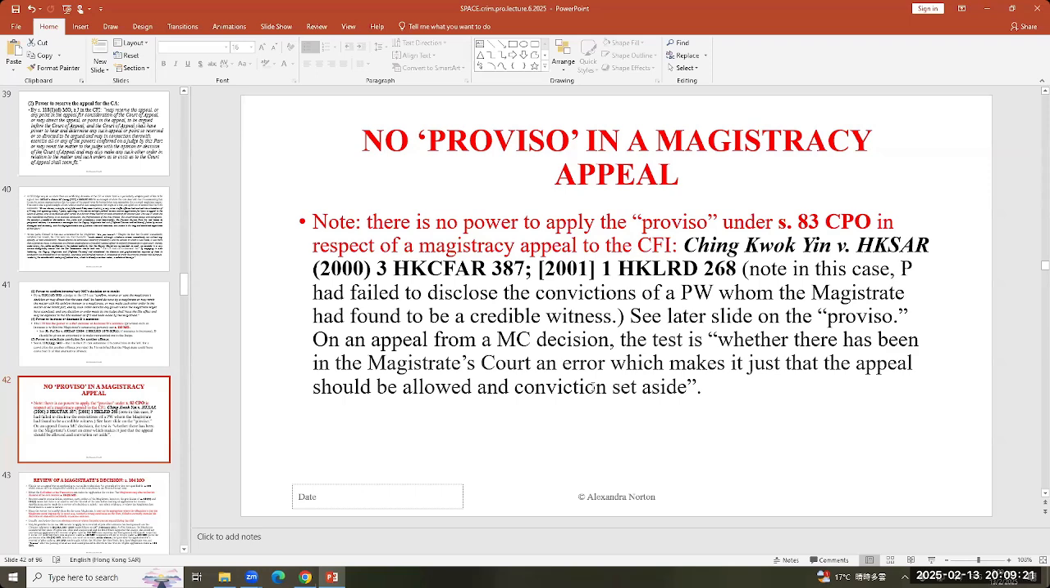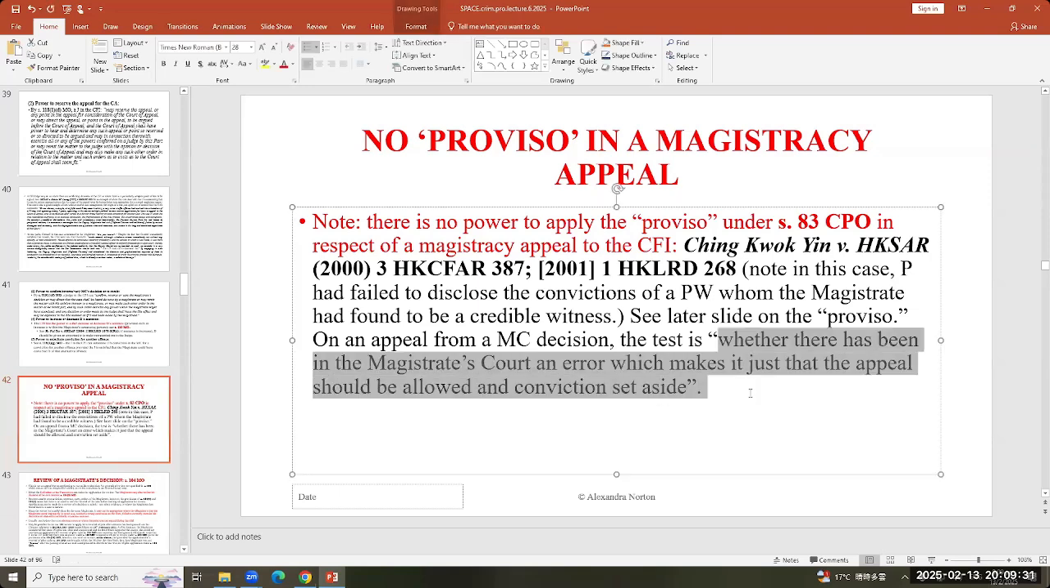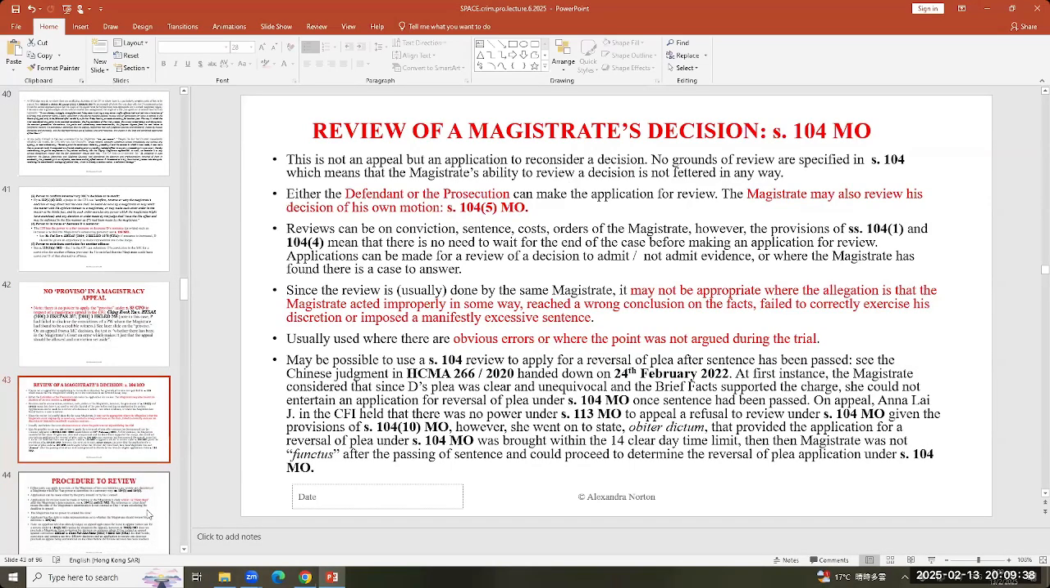Okay, so in other words, if there are good grounds of appeal, then the original decision will be overturned. The test is whether there's been an error which makes it just that the appeal should be allowed and the conviction set aside. So that's appeals from the magistrate's decision.